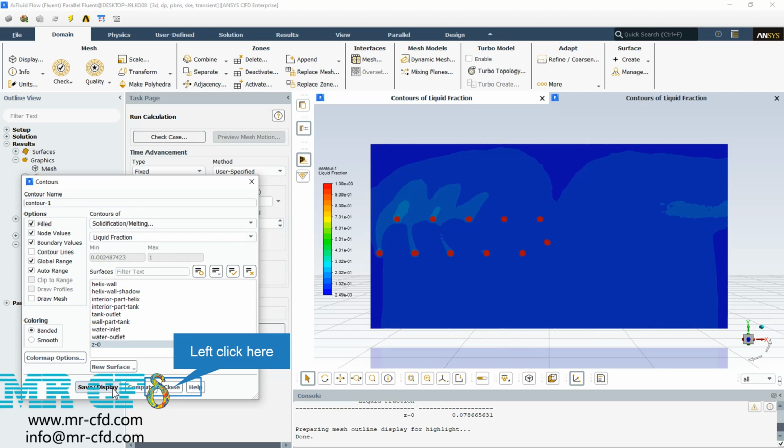And from the solidification and melting liquid fraction two-dimensional contour, we can easily see that the melting is happening, and some part of the gasoline that was completely solid starts to melt and change to the liquid phase.